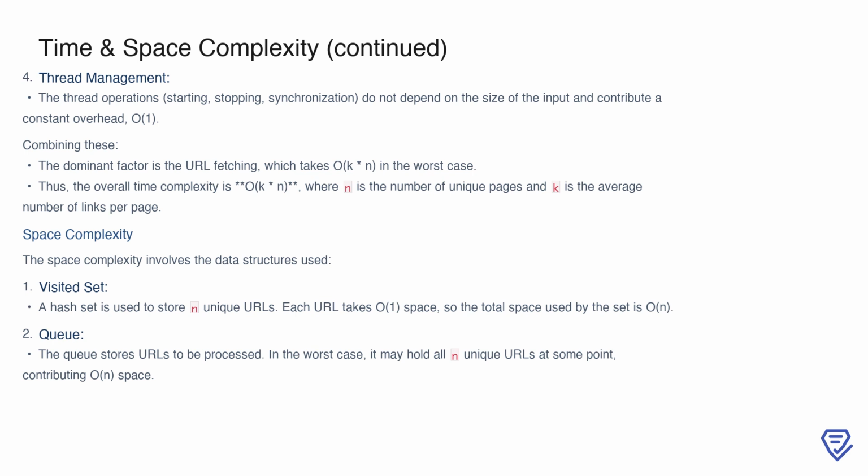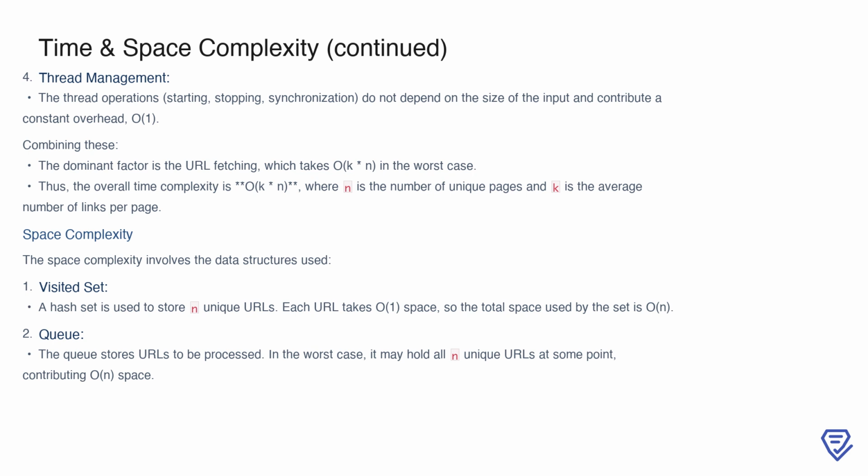Thread management is another factor to consider. Operations like starting, stopping, and synchronizing threads introduce constant overhead, which does not scale with the input size and is therefore O(1). When combining all operations, the dominant factor is URL fetching, which requires O(k*n) in the worst case. This makes the overall time complexity O(k*n), where n is the number of unique pages and k is the average number of links per page.